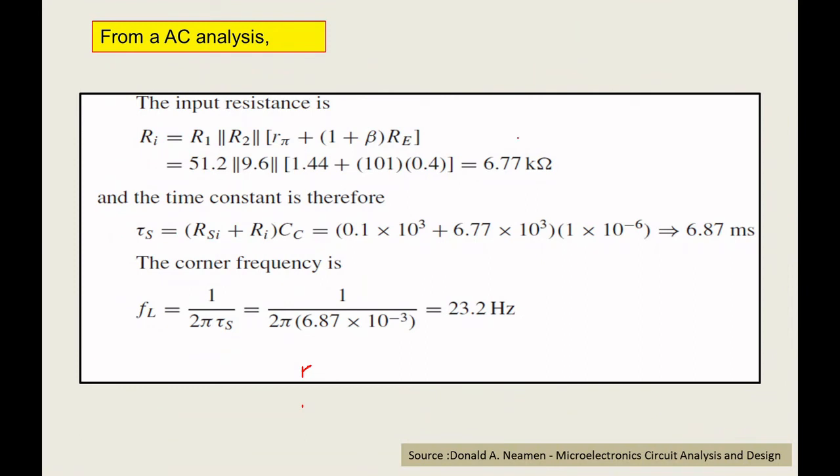With the same equation we wrote here, Ri equals R1 parallel to R2 and parallel to RIB. What is RIB? RIB is nothing but R pi plus 1 plus beta times Re. I have substituted R1 51.2, R2 9.6, R pi 1.44, 1 plus beta 101, Re 0.4, and you will be getting 6.77 kilo ohm. Your work is to take the calculator and check whether you are getting this 6.77.